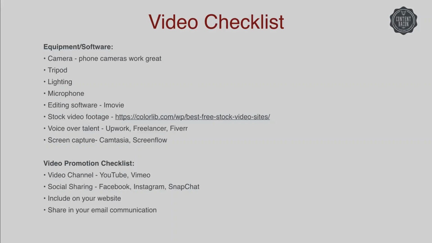Okay, video checklist. Again, this is provided you're doing this on your own. Equipment and software. Obviously, you need a camera. If you're doing animation, you don't. And getting back to the comment about good is better than perfect, or done is better than perfect, camera phones are amazing today, provided you have some other tools to help them do their job, like a tripod, like lighting, a good microphone.